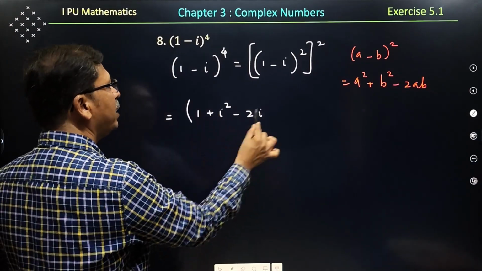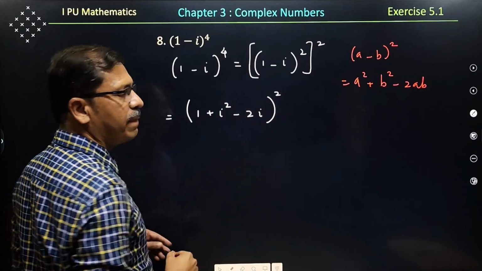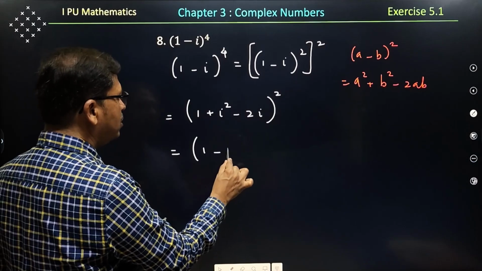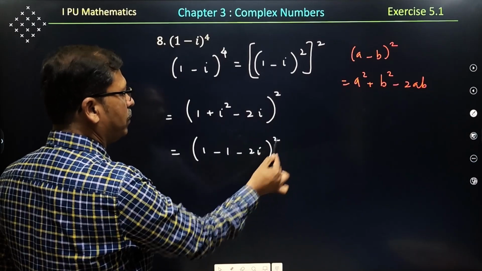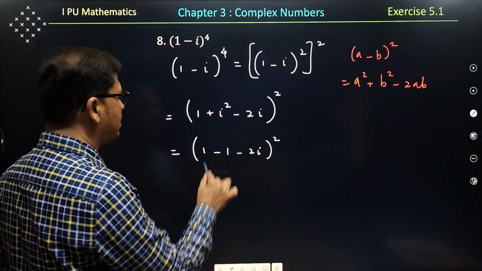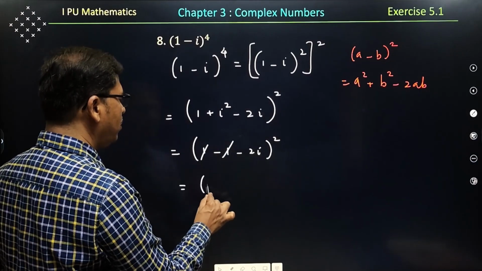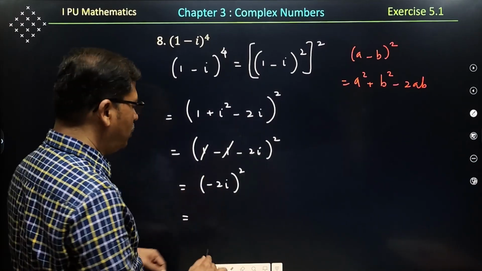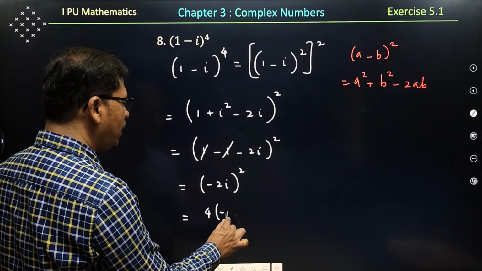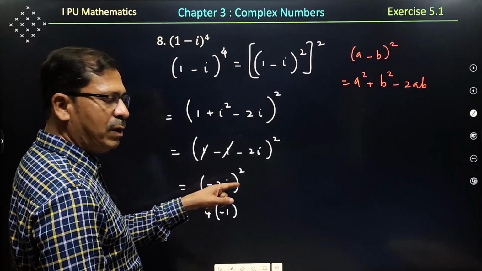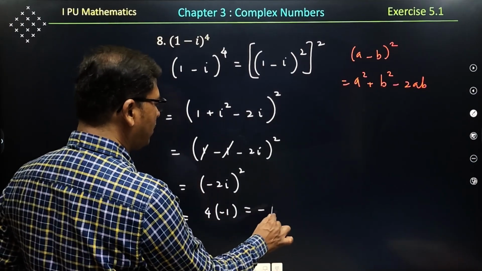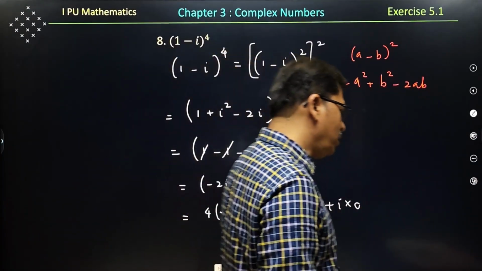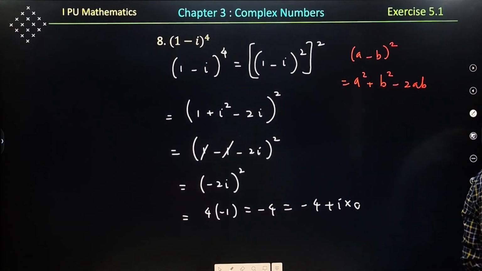But as a whole again, square is there. i square value is minus 1. You put this, 1 minus 1 minus 2i to the power 2. 1 and minus 1 cancel. Minus 2i to the power 2 remains. Minus 2 to the power 2 is plus 4, and i square value is minus 1. So 4 into minus 1 is minus 4. This can be written as minus 4 plus i into 0. This is the answer for this question.